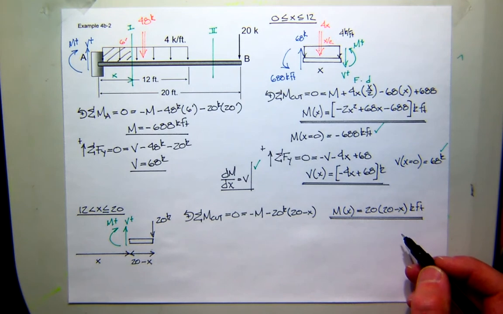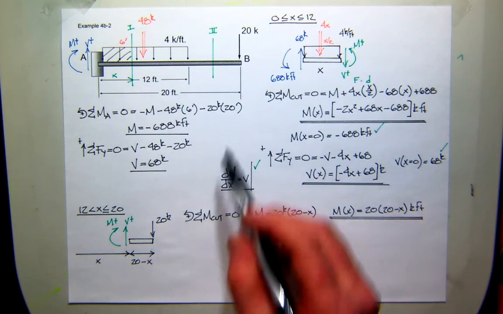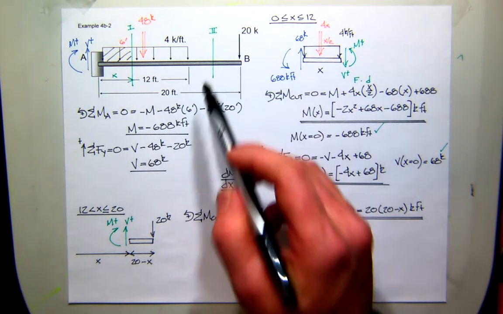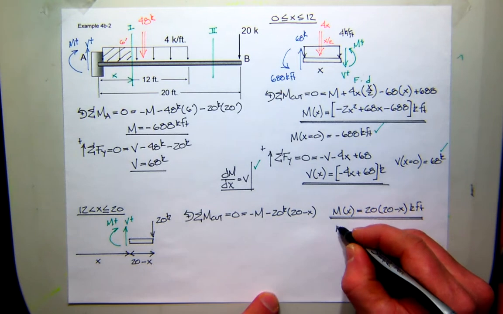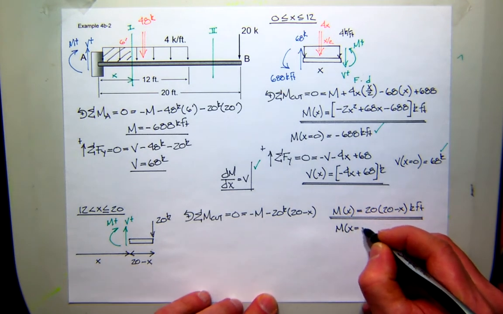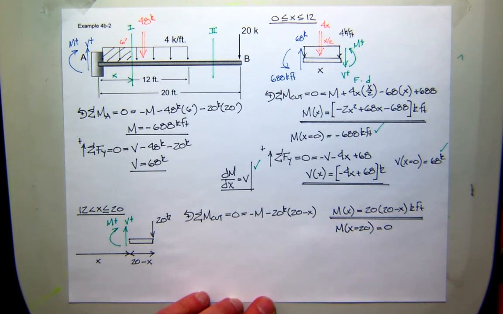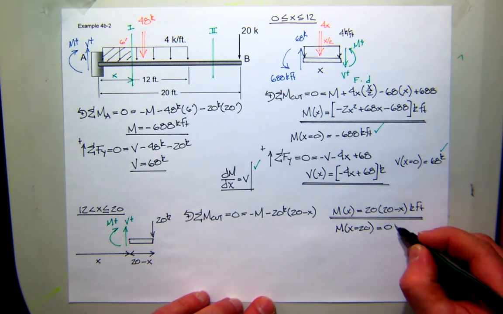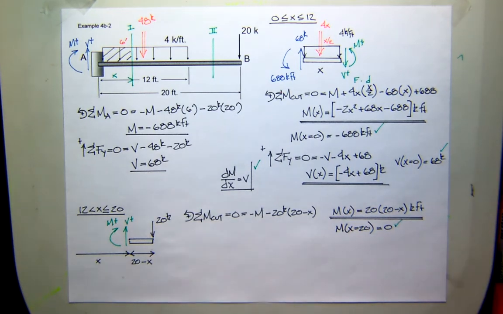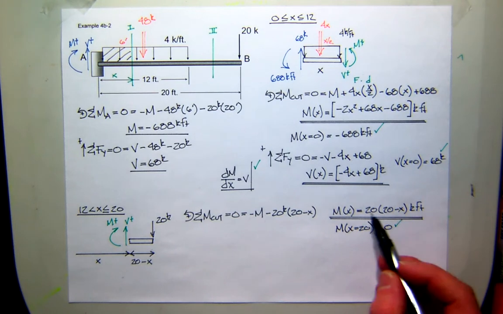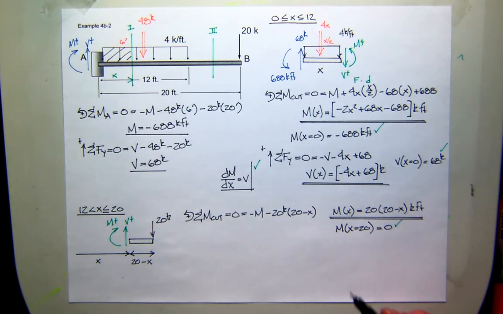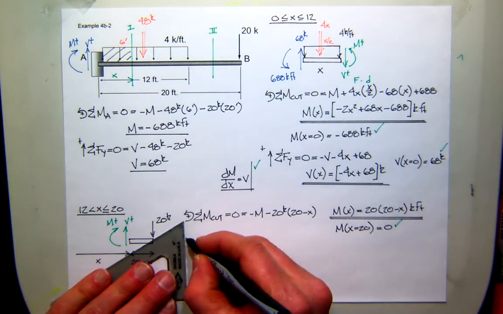Does it work? What do I know about the moment out here on the free end? So that means that the moment at x equal 20 should be equal to 0. Is that true? Yes. You put in x equal 20, you get 0. Exciting, isn't it?